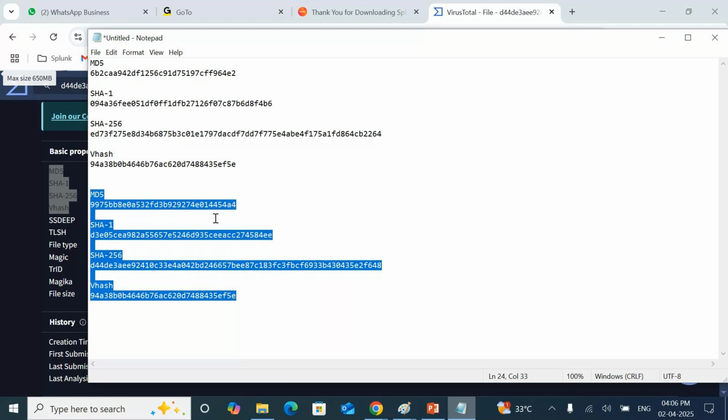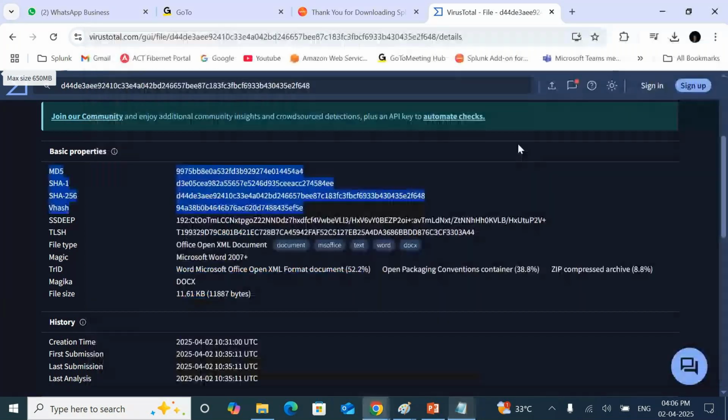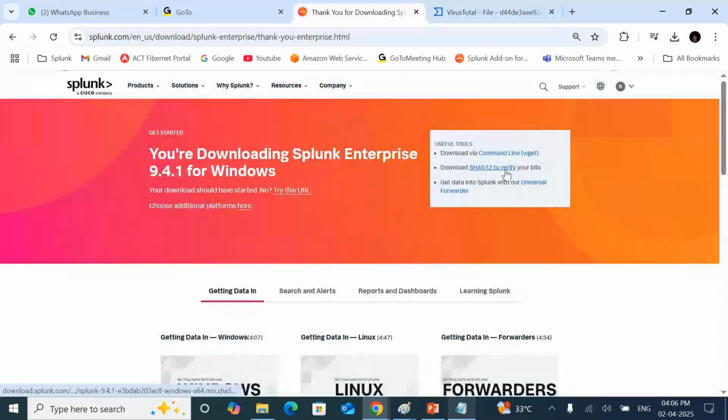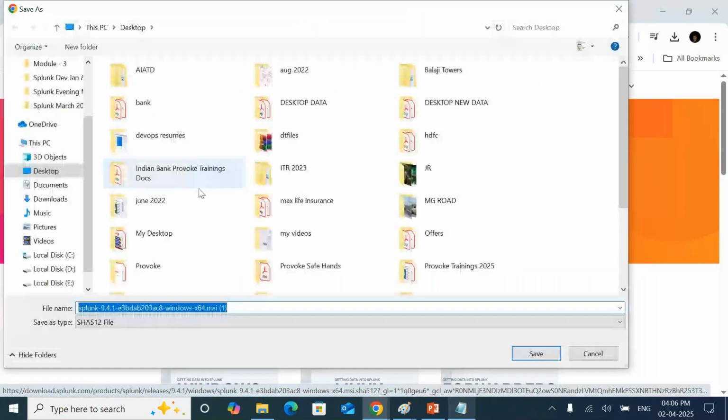So in this case, in real time or in companies, they won't easily install whatever application they are provided. They first check with the authorization whether that hash key is correct or not. See, right now I downloaded the file. See here, there is a hash key showing. So the Splunk software is giving a hash key.